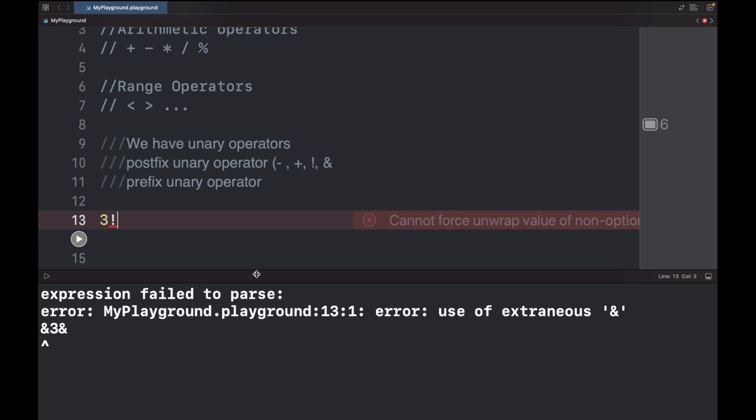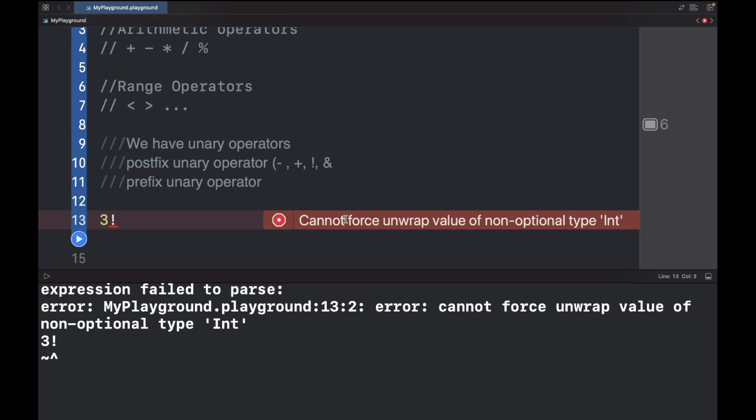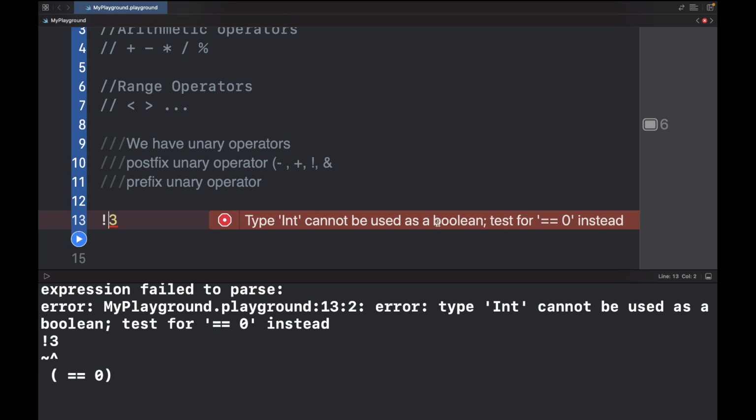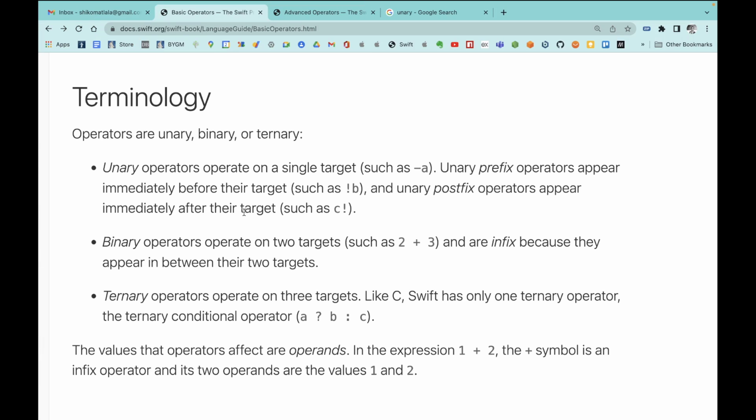Now I don't know if this is going to work. It's agreeing that this is a postfix unary operator, right? But it says, but then you're using it on the wrong value here. Why would you use this on a literal? That's what the compiler is asking here. Int cannot be used as a Boolean test. It's agreeing that this is a prefix unary operator, but then I'm using it on the wrong value. It's saying, why would you use this on a literal? Okay, cool. Let's see what more we can learn.